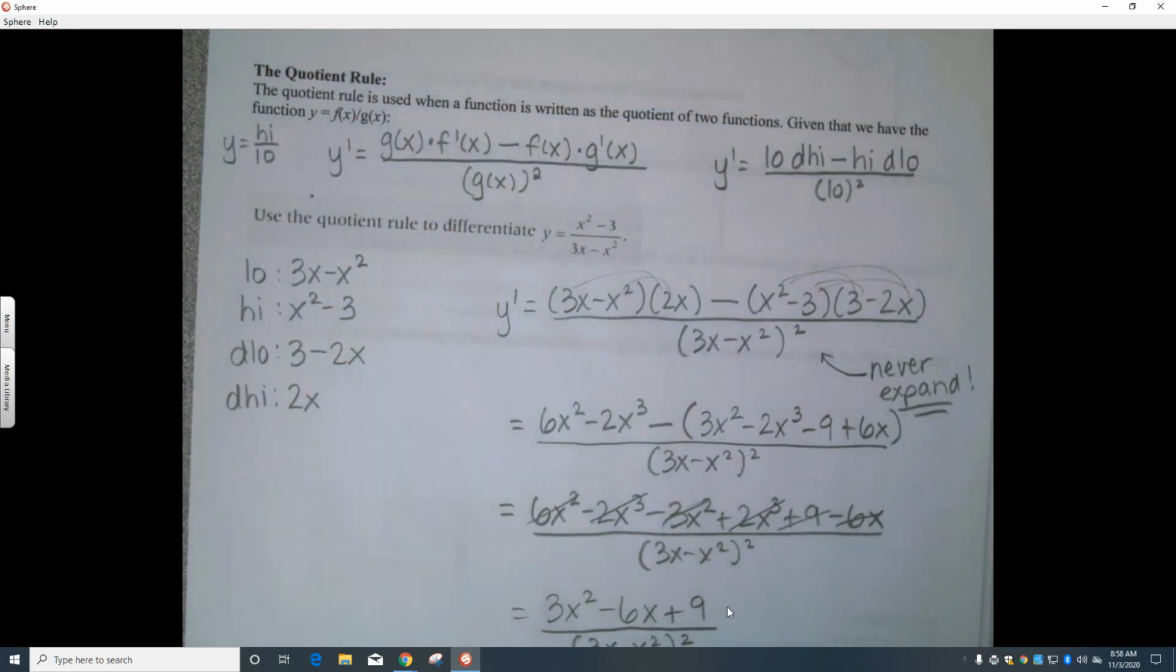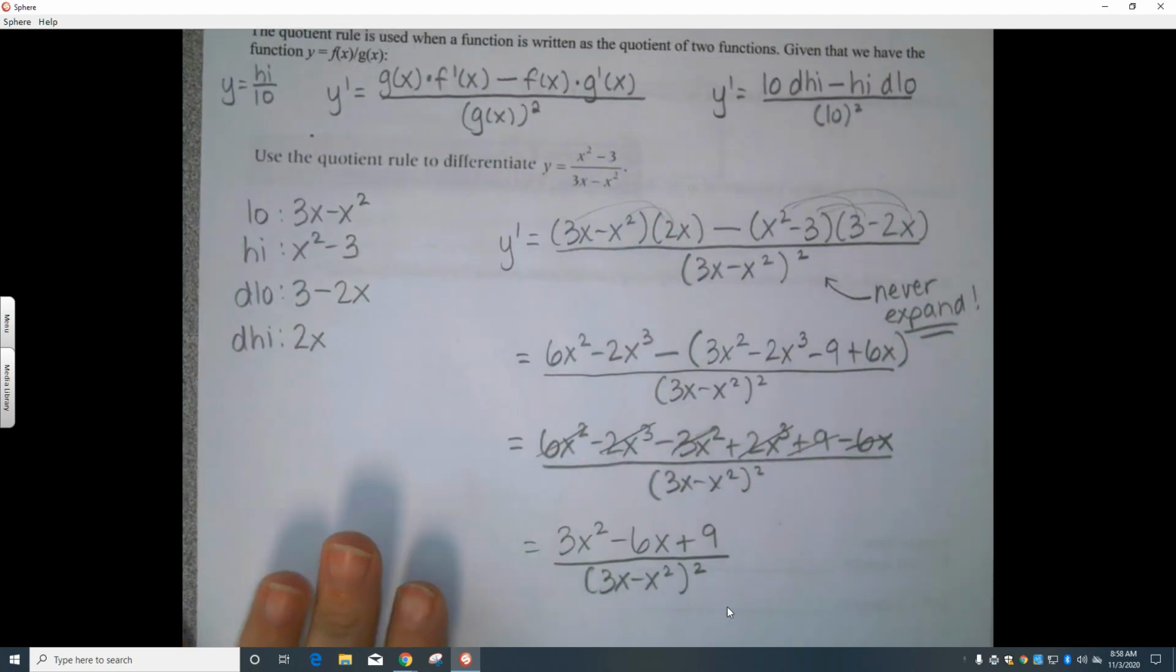And I can leave it just like that. I know I could take a 3 out of all of these terms up on top, but you don't need to. So that would be our final answer.